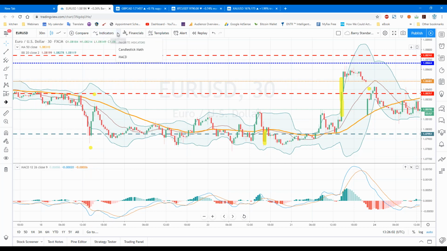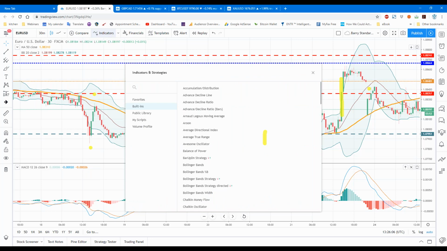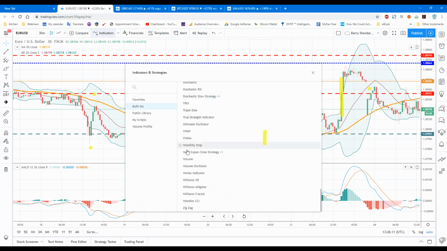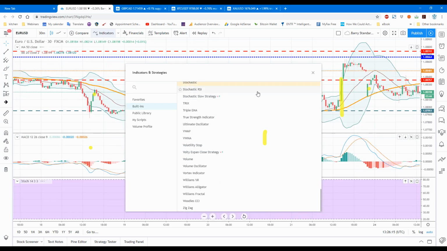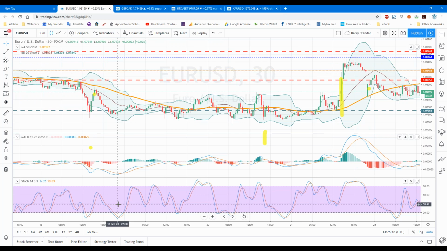And then we also have indicators like RSI and stochastics, which are added below. And these are called bounded oscillators. So there's a whole family of indicators and oscillators.